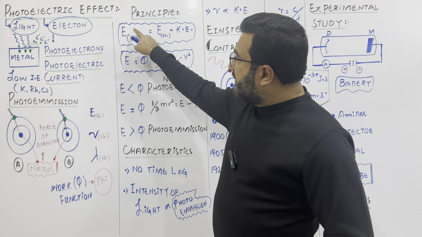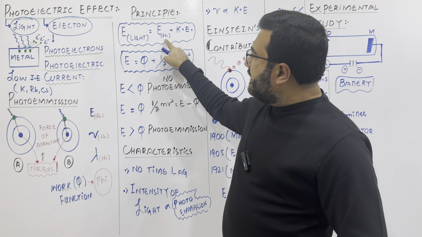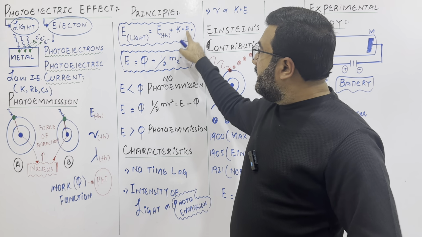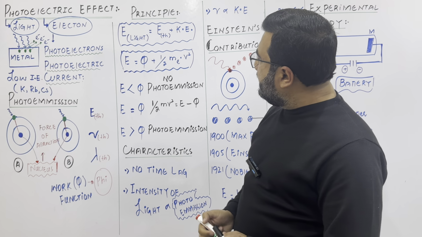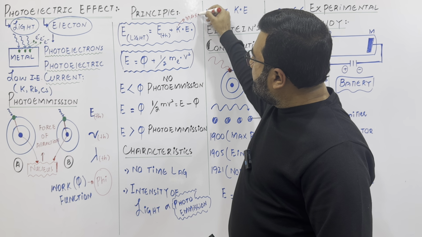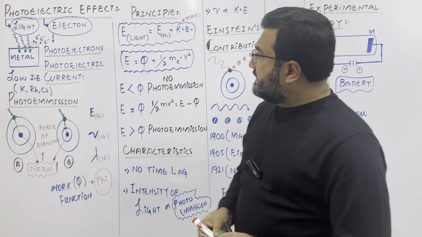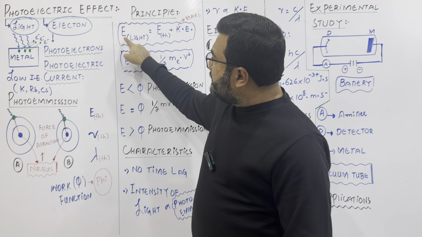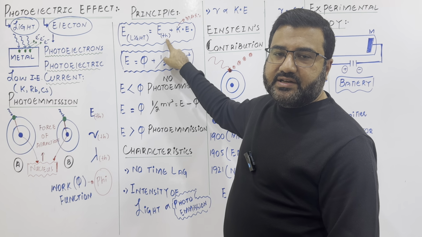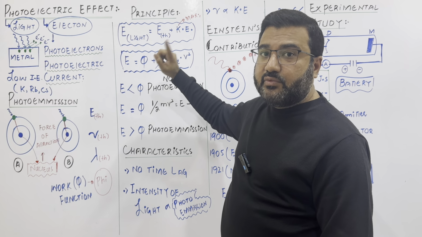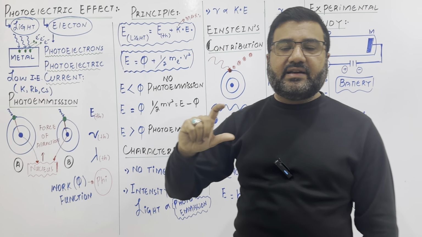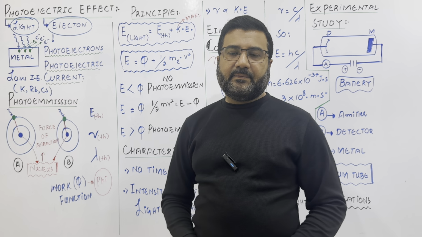There is a relation that energy of light is equal to threshold energy, which is also called the work function, plus kinetic energy of the electron. And this kinetic energy will basically be the maximum kinetic energy of the electron. So simply saying, this energy of the light is used as the threshold energy to break the intermolecular forces and remove the electron, and the remaining energy of the light is transferred as kinetic energy of the electron.